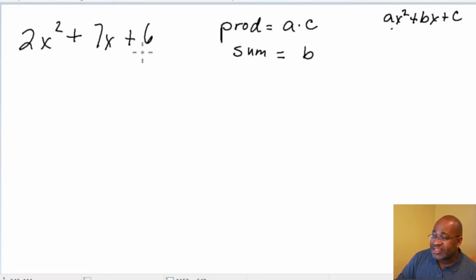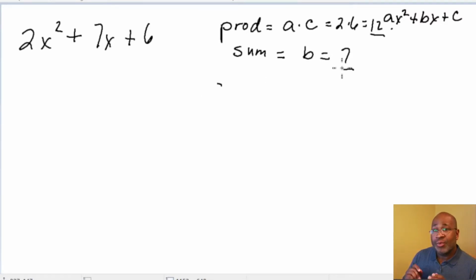So in this case, we want to find two numbers whose product would be equal to 2 times 6, or 12, and whose sum is equal to the linear coefficient, which is 7. Well, in this case, those two numbers would be 3 and 4. 3 times 4 gives us 12. 3 plus 4 gives us 7.